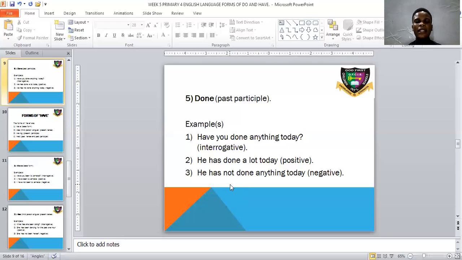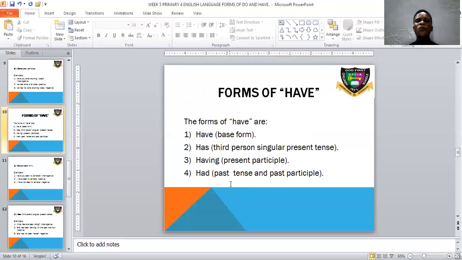Good. Now, these are the forms of do. Now, let's move to the second one, which is have. The forms of have. Now, what are the forms of have? Have has its own forms too. The forms include number one, have itself, which is the base form. Now, the second one is has. Has is for third person singular, present tense.